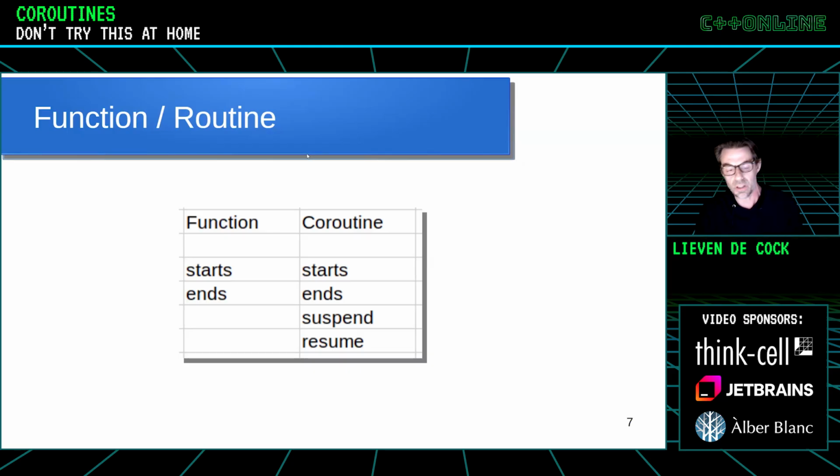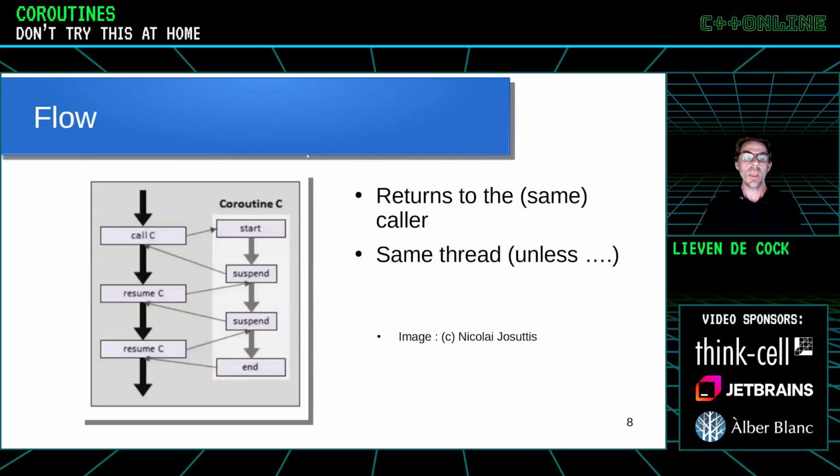A regular function, you start it, it runs till the end. The final statement or an early out, that's all possible, but when it returns, it has finished. So a basic flow of coroutines is we have a caller C, which starts the coroutine. The coroutine does some processing, and then it suspends and hands over control back to the caller. The caller himself is then doing some stuff and says, now I'm going to resume the coroutine.